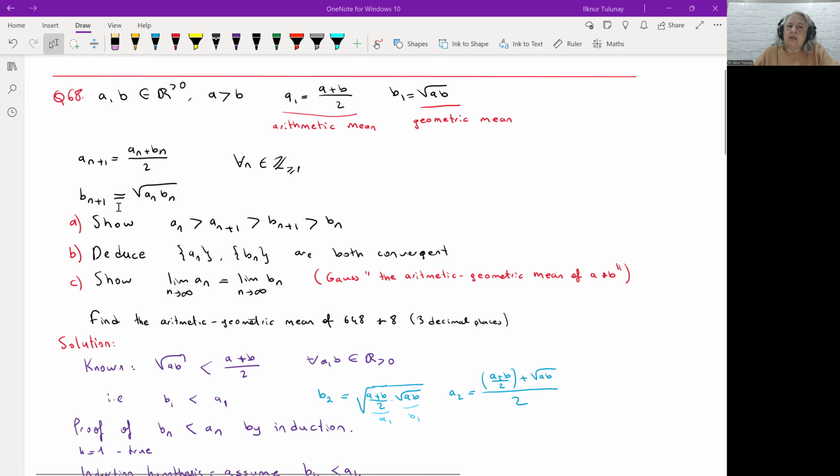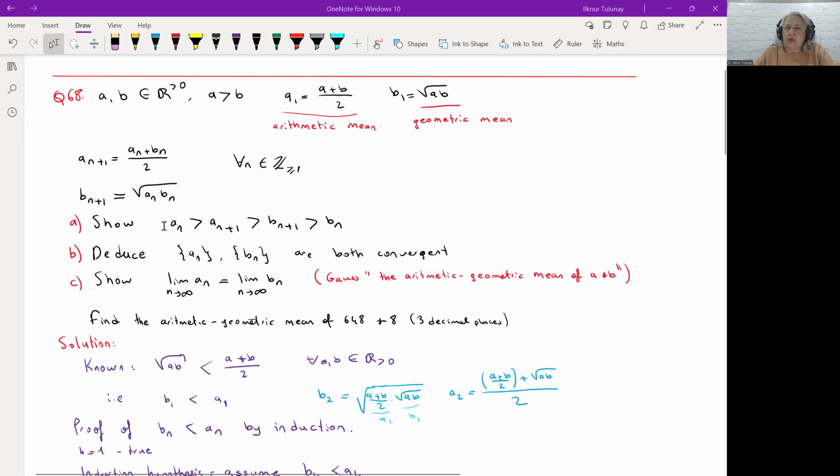We have two recursively defined series. Each element is defined recursively, like a_(n+1) is (a_n plus b_n) over 2, and b_(n+1) is the square root of a_n times b_n. So these are the definitions of the series.